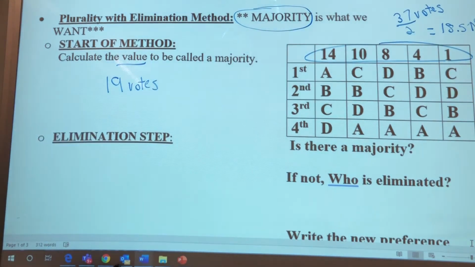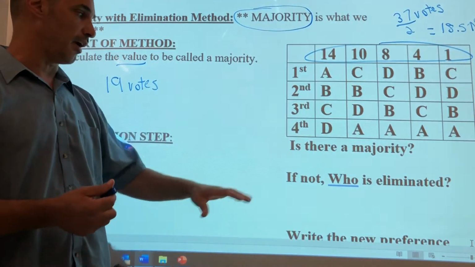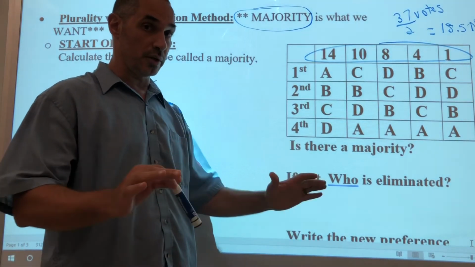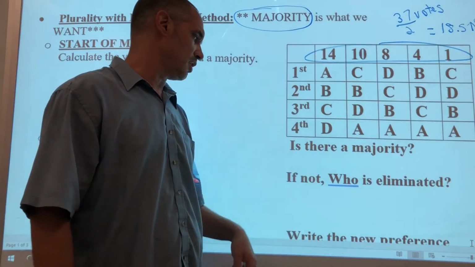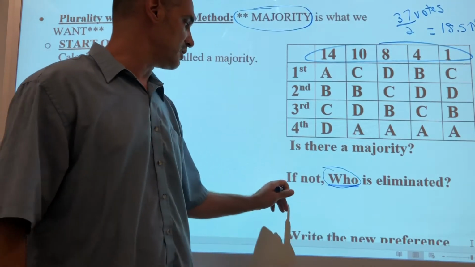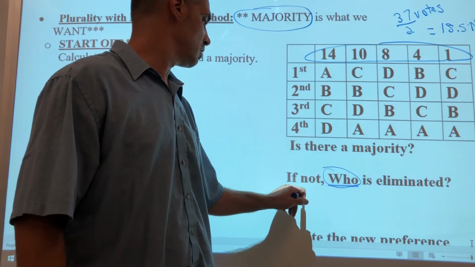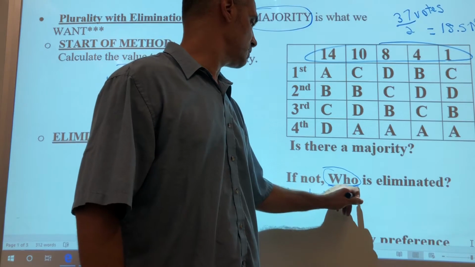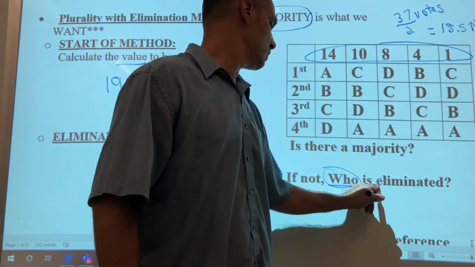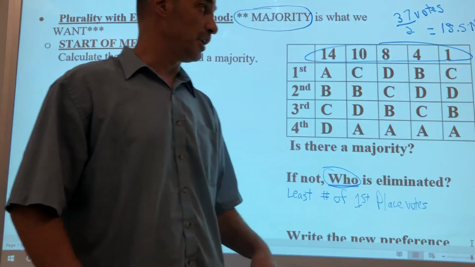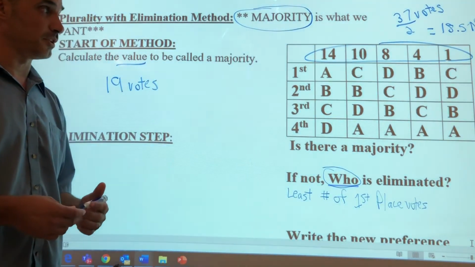All right, and now there's an elimination step. And so I'm going to ask myself these questions every time. Is there a majority? If there's a majority, then we're done. If there's not a majority, then we are going to decide who is eliminated. The one who is eliminated is the one with the least number of first place votes.